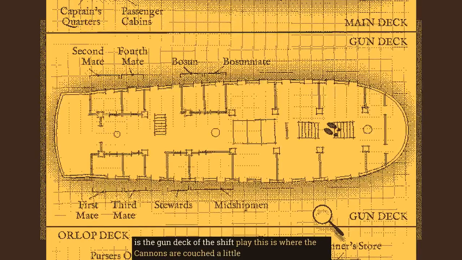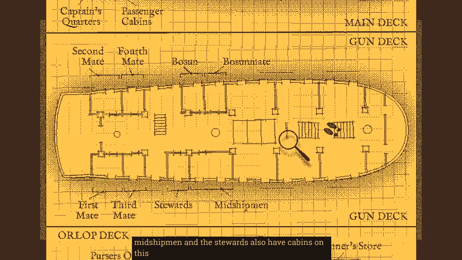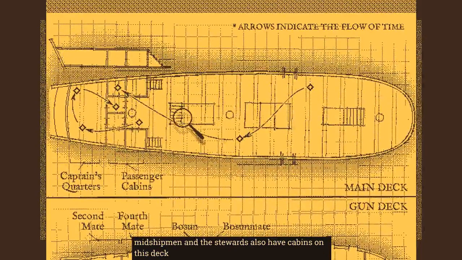So the front half of the ship on this deck is the cannons, and the back half is where the first through fourth mates' cabins are, the bosun and the bosun's mates' cabins. I keep saying captains. Cabins, and the midshipmen and the stewards also have cabins on this deck. The top deck is the captain and the passengers.